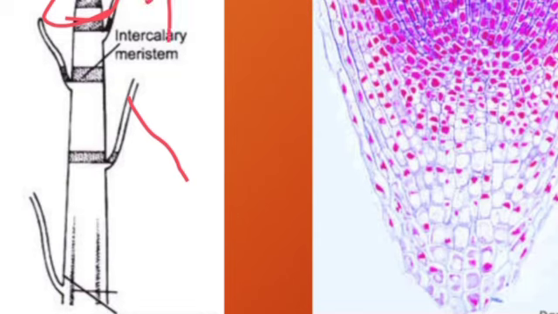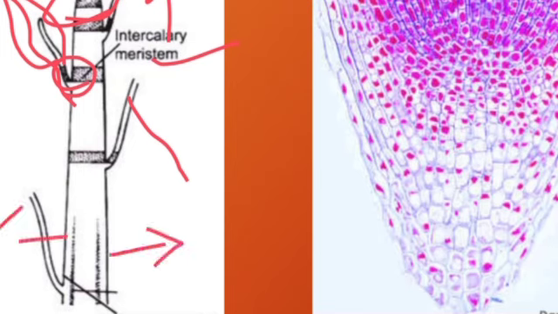Then coming to intercalary meristem, that gives growth to the branches of the plant. Suppose if I draw a leaf over here, that is giving growth to the leaf. So these tissues are present here to give growth to the branches coming out from the stem. And the last one is lateral meristem, which gives growth to the plant widthwise.